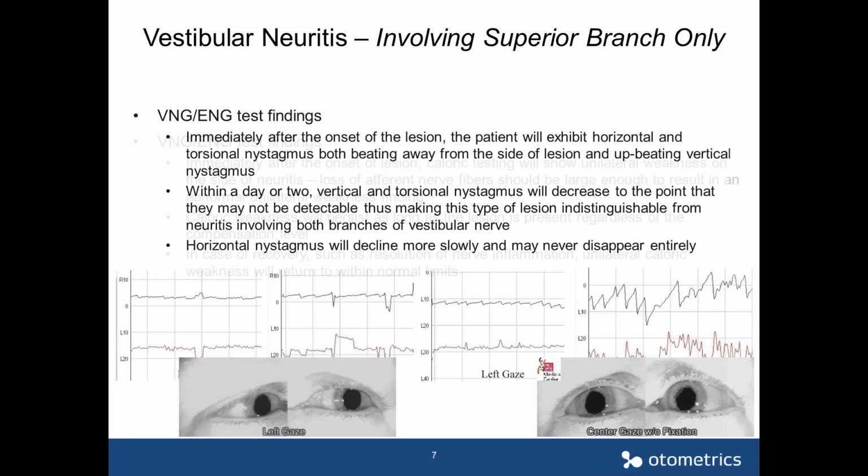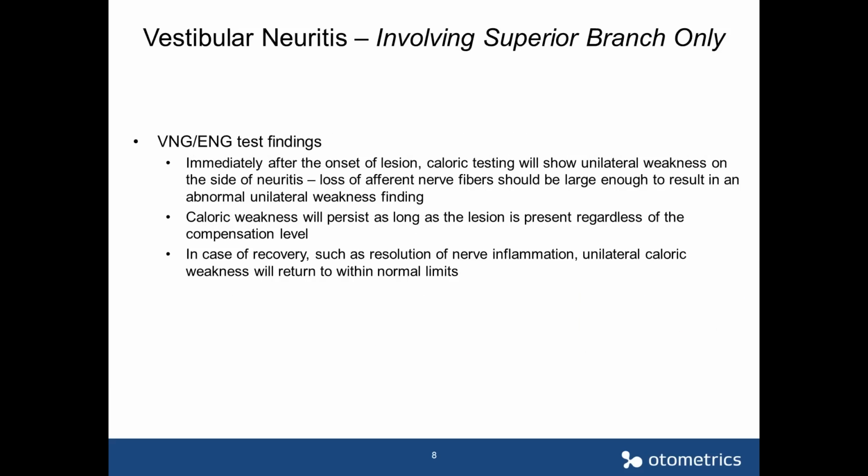So in addition to the spontaneous nystagmus test, the caloric test will show a unilateral weakness on the side of the neuritis. This is related to the loss of nerve fibers through the superior branch, but the loss has to be significant before the caloric testing actually shows the abnormality. If only 20% of the nerve fibers are damaged, you may not get to a level that shows caloric weakness on the test.